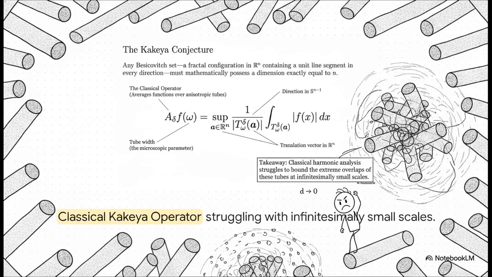Now, classical harmonic analysis attempts to tackle this using the classical Kakeya maximal operator. Let's really break down this equation here. It takes a locally integrable function, f, and averages it over a microscopic, highly anisotropic tube. Notice the supremum there, taken over all translation vectors a in R^n, and that integral over the tube of width delta. The main issue? Classical math struggles incredibly hard to bound the extreme overlaps of these tubes as that delta parameter shrinks down to 0. The overlaps just get way too chaotic.